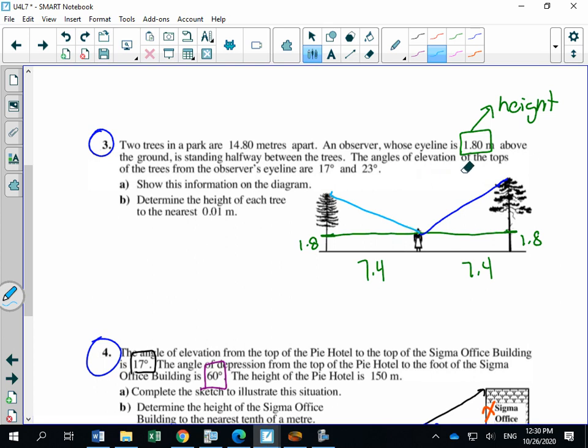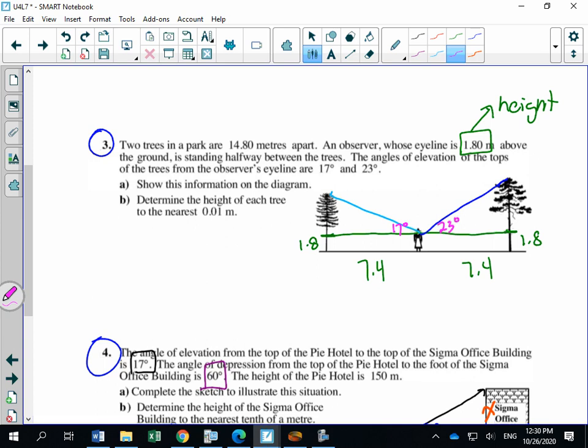The angles of elevation from the tops of the trees from her eyes are 17 degrees and 23 degrees. Which one's the smaller angle, the left or the right? The left. So this would be 17 degrees, and this would therefore have to be 23 degrees. Show this information on a diagram, so we're done A.